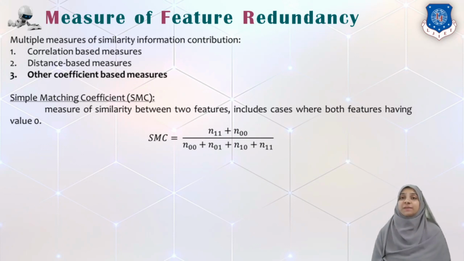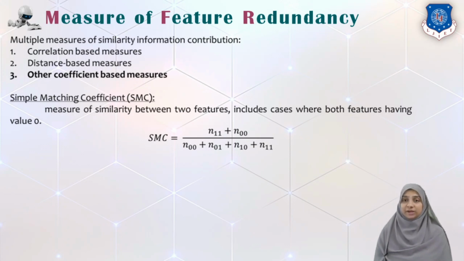Another coefficient based measure is the simple matching coefficient, that is SMC. It measures the similarity between two features, which includes those cases where both features have value 0. Remember, in Jaccard, we are interested only in those data points which had true value in both of the features. But here in SMC, we also consider those data points where we have value false in both features.